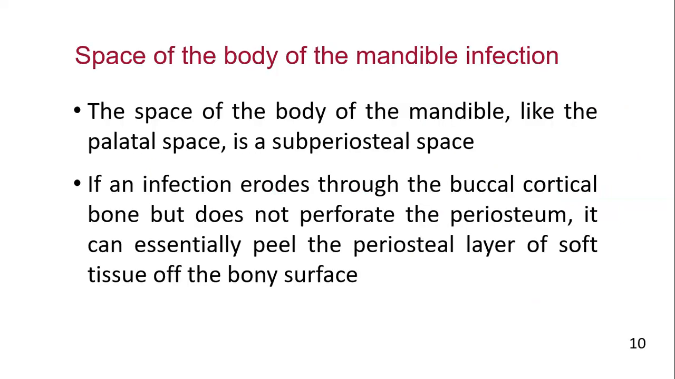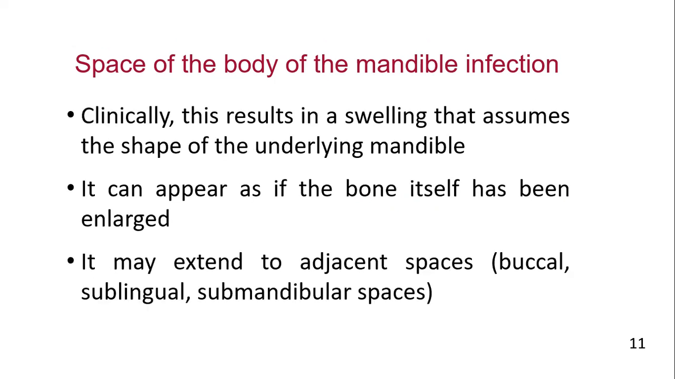The space of the body of mandible is a potential space between the cortical bone of the mandible and the overlying periosteum and becomes involved when an infection erodes the buccal cortical bone but does not perforate the periosteum. It can essentially peel the periosteal layer of the soft tissues off the bony surface, leading to the creation of an infection between the bone and the periosteum of the mandible.